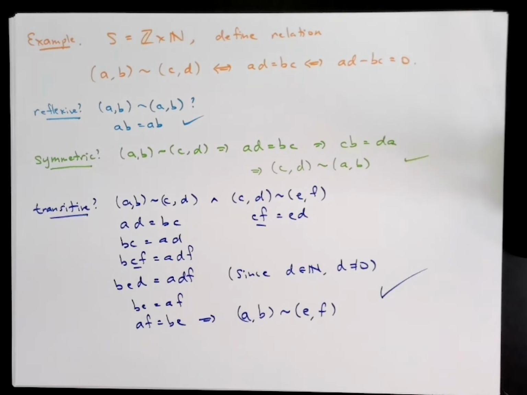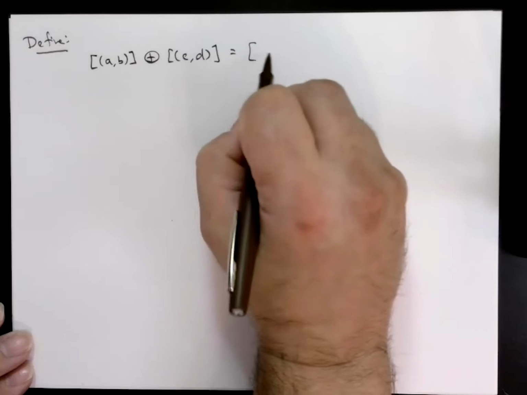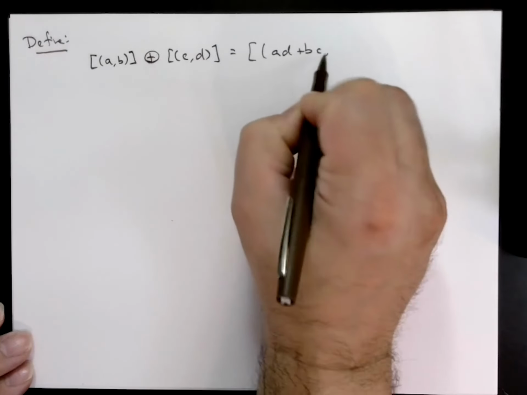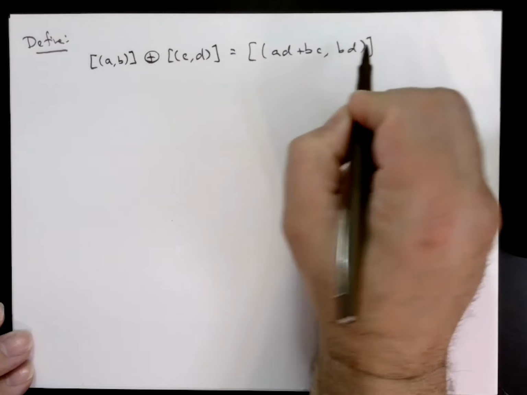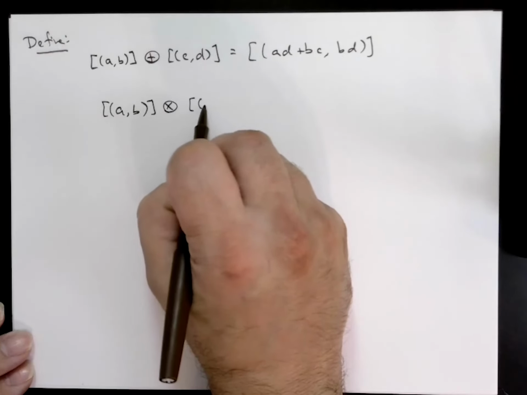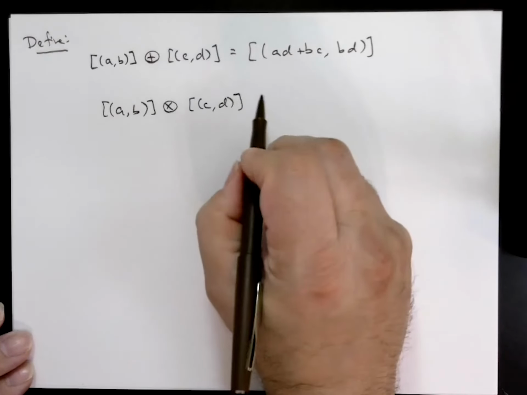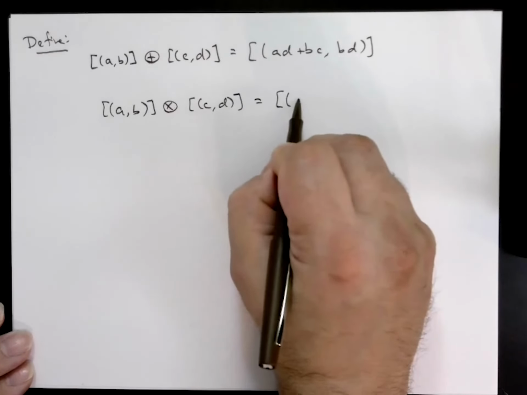So now, we're going to define two particular operations that are going to look a little weird. They're going to be a little bit like plus and times, but we're going to write them with circles around them. So here's how we're going to define it. Given the equivalence class corresponding to AB and the equivalence class corresponding to CD, we're going to add these two equivalence classes and define that to be the equivalence class defined by the pair AD plus BC, comma BD. Similarly, if we take the class corresponding to AB and the class corresponding to CD, then when we multiply them in this funny way, we get the class corresponding to AC, comma, BD.